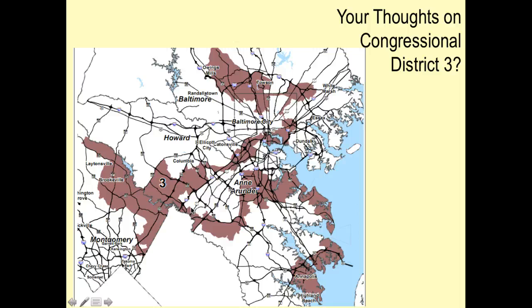Well, I hope that helped explain apportionment, how states use that data to create their districts, and how many states create districts in a type of way called gerrymandering.